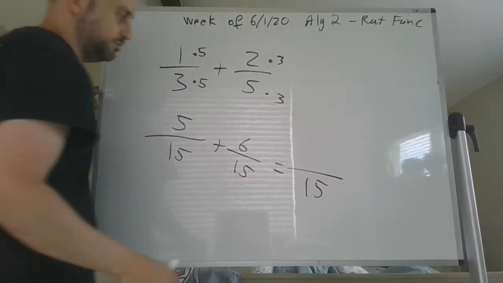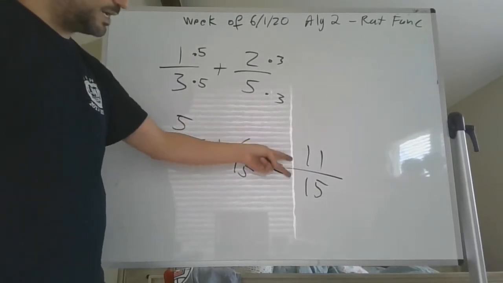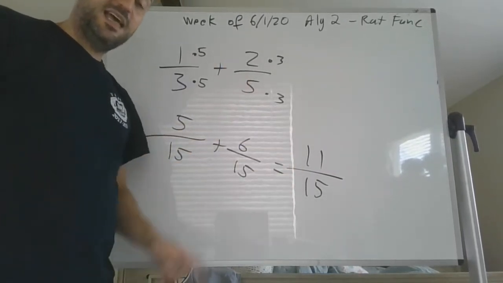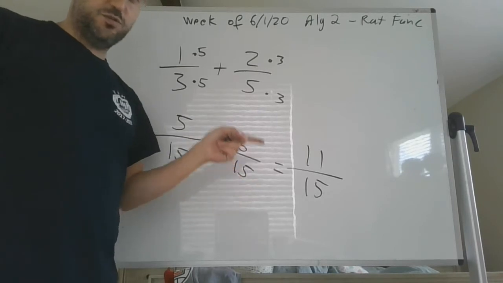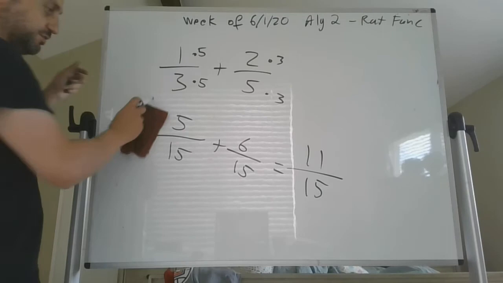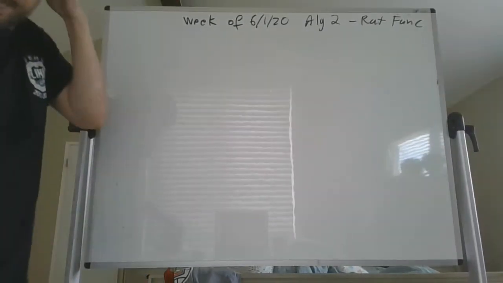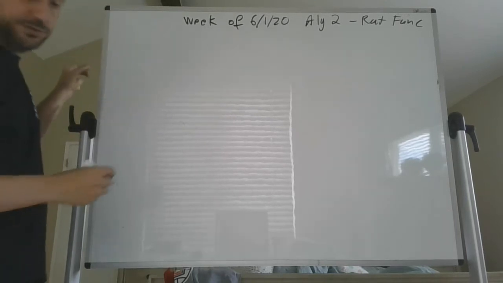And you just add the numerators. That's going to be 11 over 15. You always have to double check to see if you can simplify that. You can't. Done. Boom. That also works with rational functions too. Okay, it works with pretty much everything. Okay, so let's try this out now. Again, it's not the easiest thing in the world, but let's try it out.